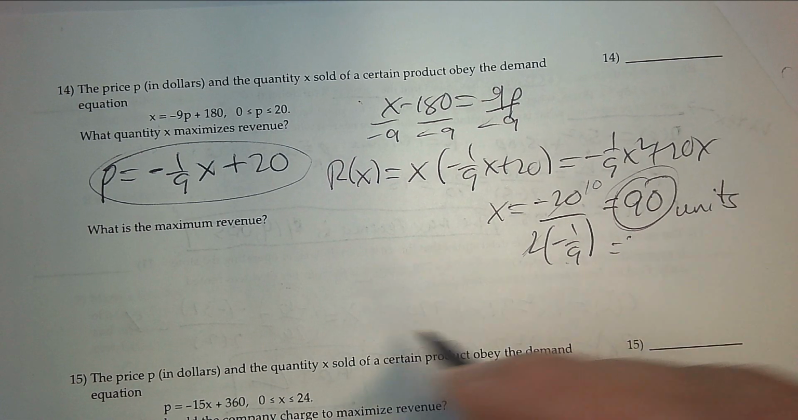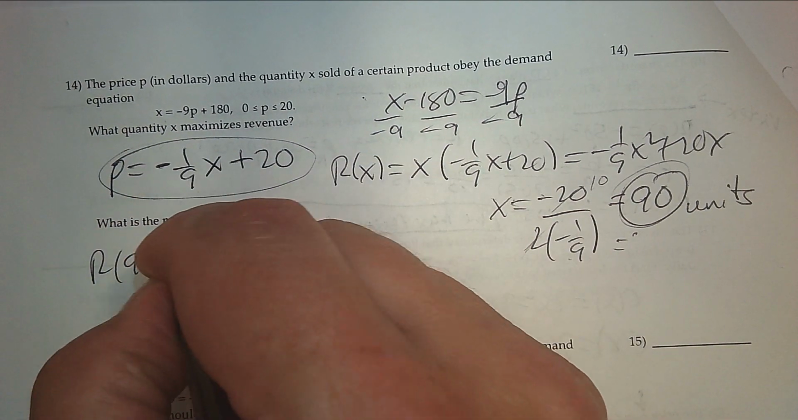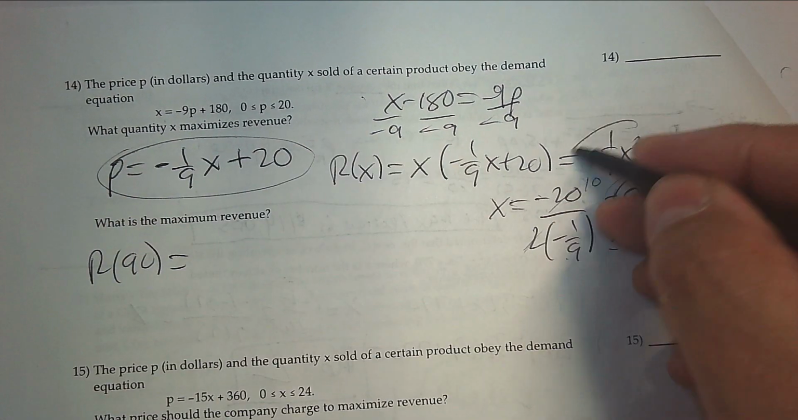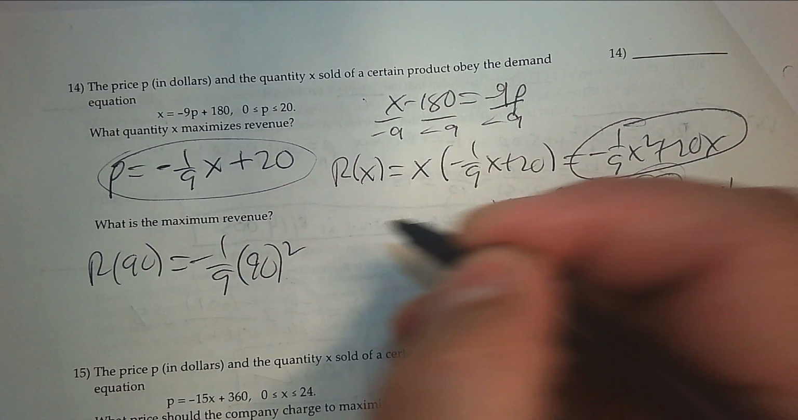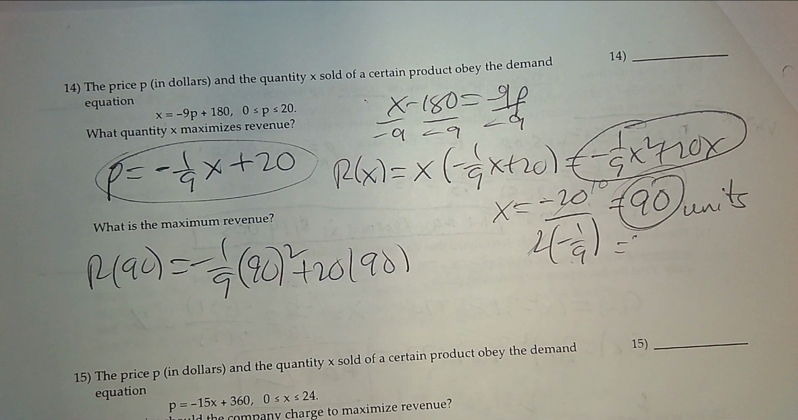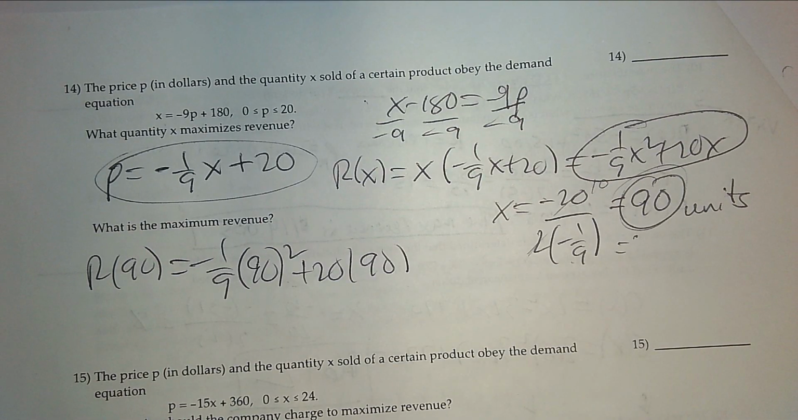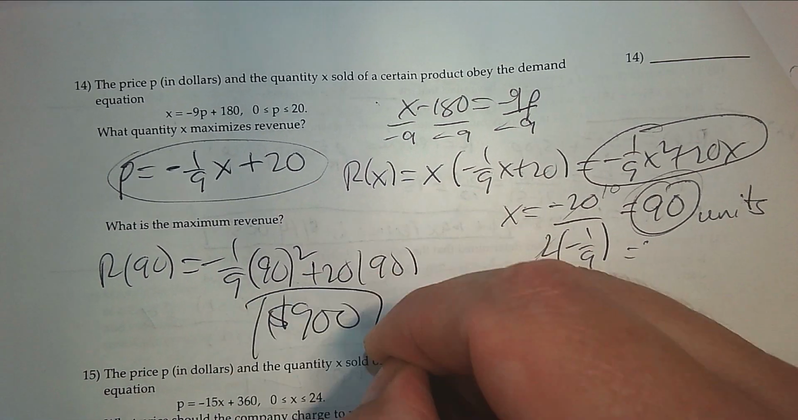How do I find the maximum revenue? I plug 90 into the revenue equation, which is right here. So negative 1/9, and then we go 90 squared plus 20 times 90. And the maximum revenue is $900.